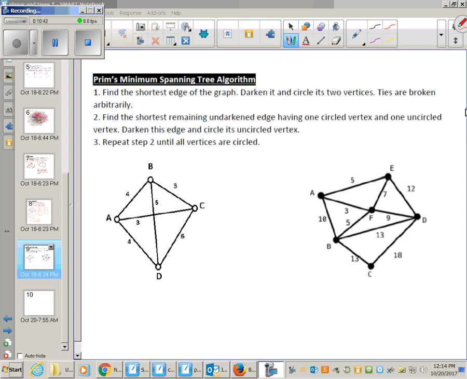I'm feeling it. Okay, so the next one is Prim's minimum spanning tree algorithm. So this is Prim's. We just did Kruskal's. Prim's is a little bit faster. I like Prim's. You don't have to list all the edges like you did with Kruskal's.